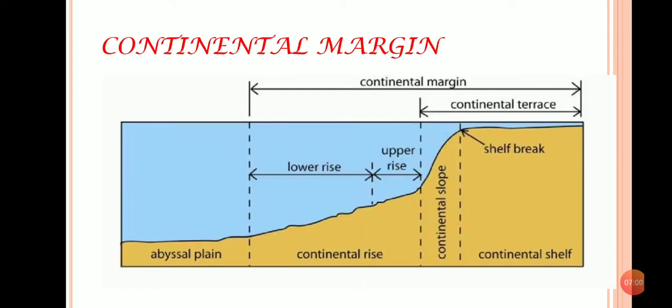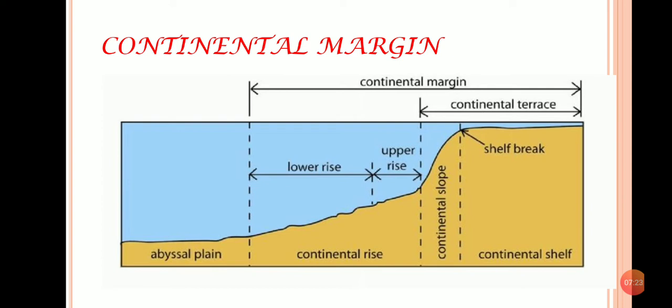Next, continental margin. Continental margins are covered by oceans but are not a geological part of the ocean crust. They are composed of continental crust and sediment derived from erosion of the land. This part of the ocean can be subdivided into three major sections. First one, the continental shelf.